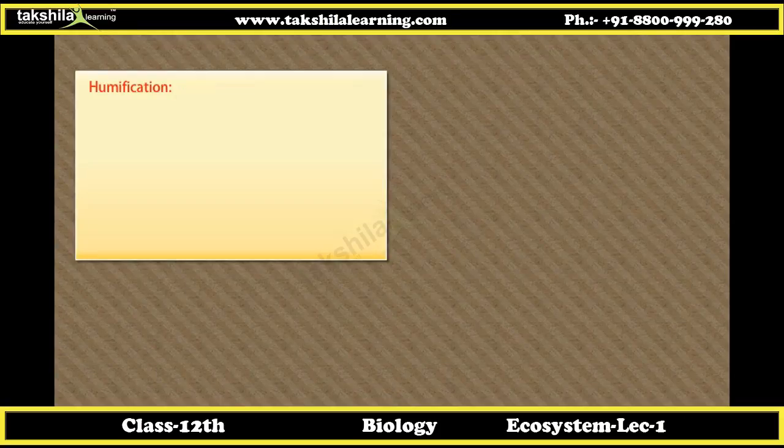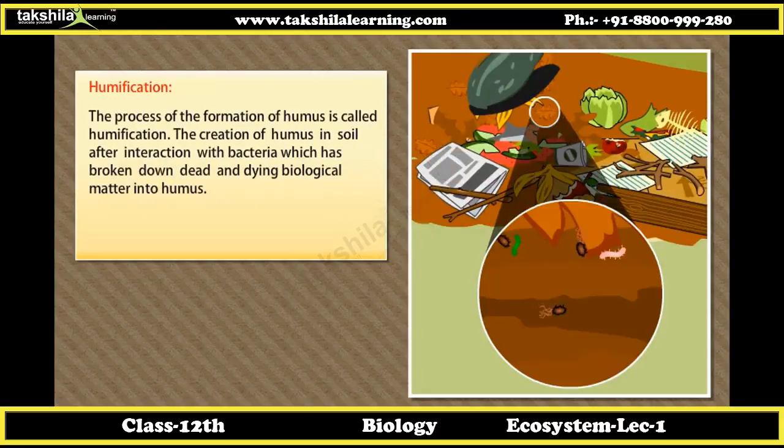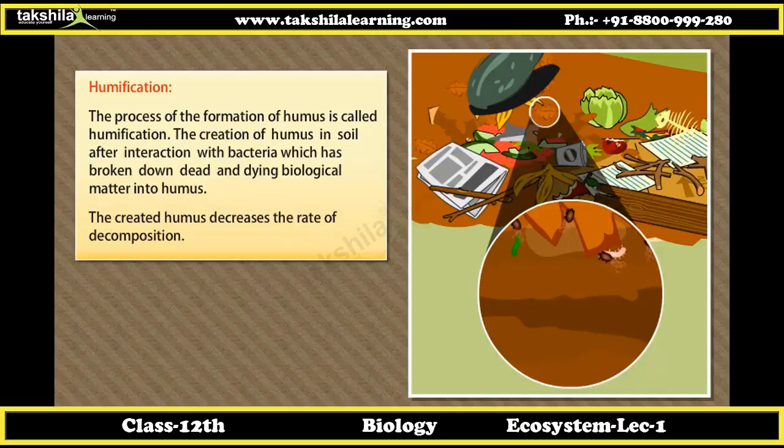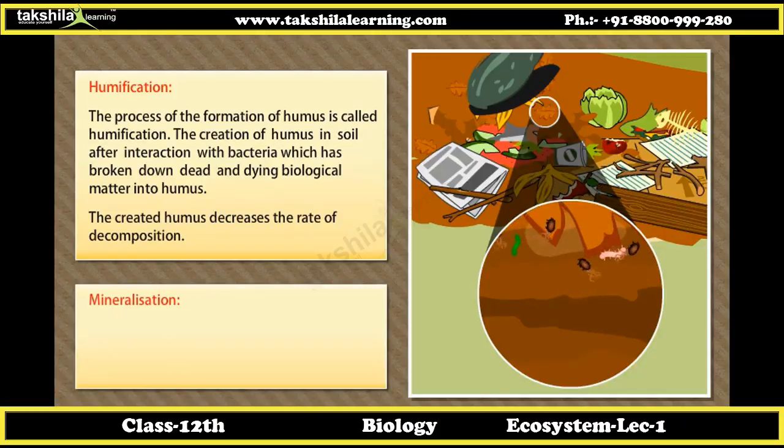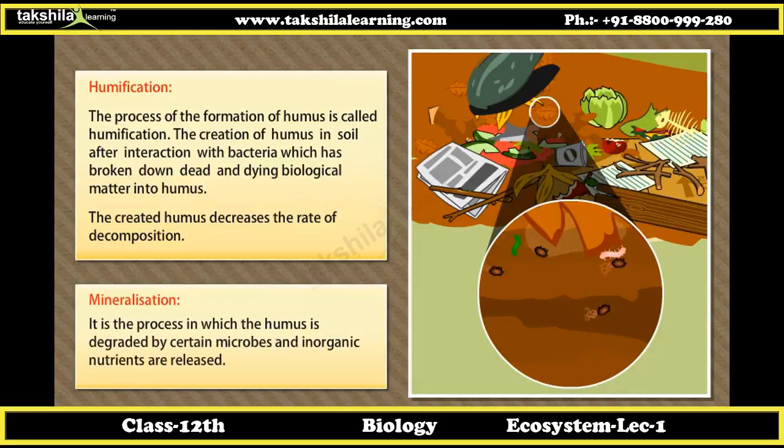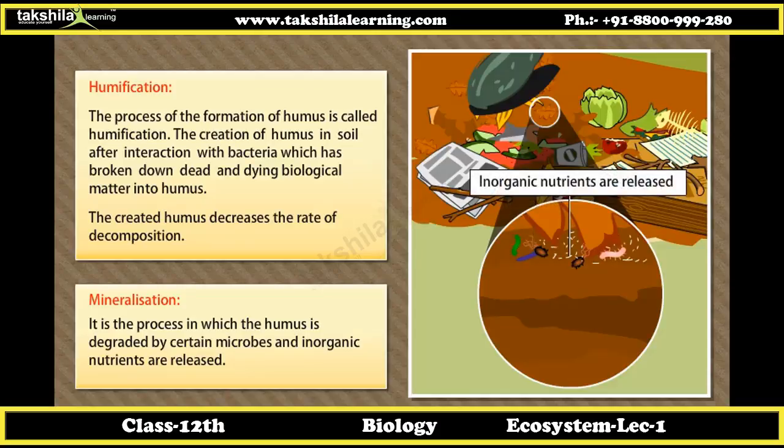Steps of decomposition. Humification. The process of formation of humus is called humification. The creation of humus in soil after interaction with bacteria, which has broken down dead and dying biological matter into humus, the created humus decreases the rate of decomposition. Mineralization. It is the process in which the humus is degraded by certain microbes and inorganic nutrients are released.